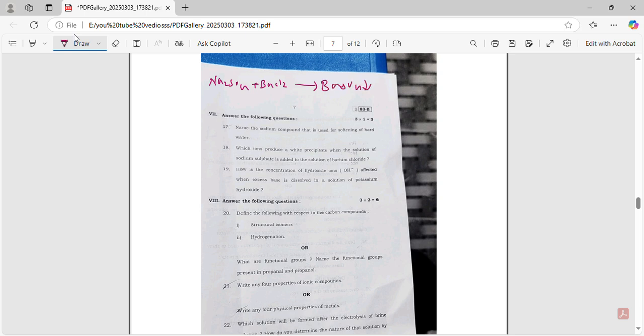Barium sulfate is a white precipitate. What is that? Barium sulfate is a white precipitate.